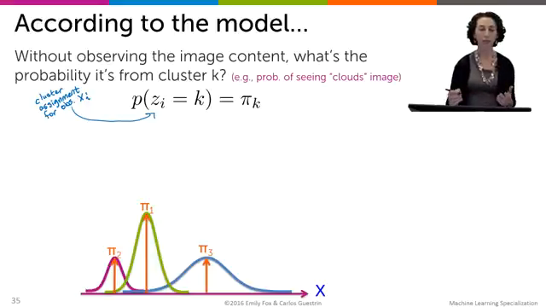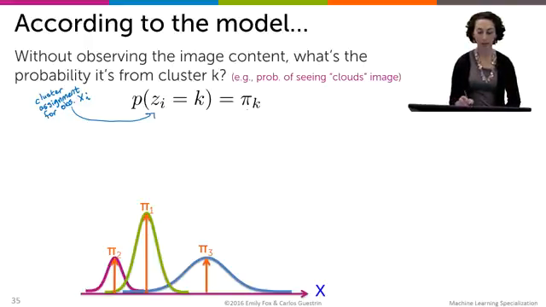Okay, so let's step back and think about what our model is saying. And the first question we can think about is, what's the probability that the ith data point in our data set is associated with the kth cluster? So for example, when we're talking about our images, we could say, what's the probability that the ith image I see is, let's say, in the cluster of clouds images? And let's talk about this before we've actually observed what the image is. All we know is it's the ith index in our data set.